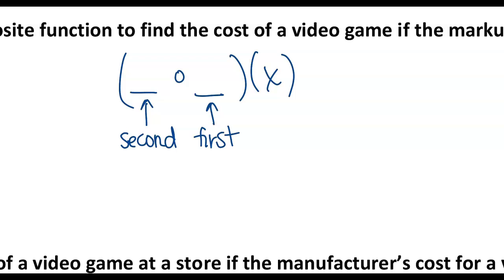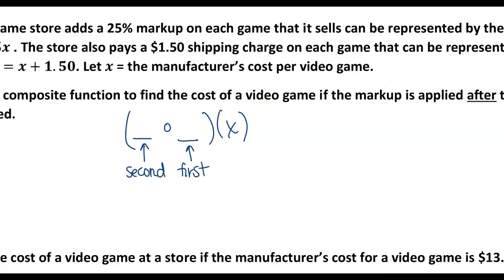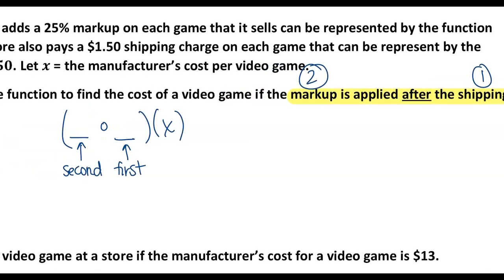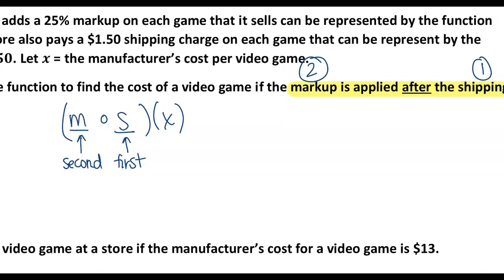The shipping happens first because it specifically says, let me go back up and highlight it. Stop talking and listen. If the markup is applied after the shipping, after means it's going to be second. So the first thing that's happening is the shipping. The second thing that's happening is the markup. So I'm going to put in the parentheses, the first is the shipping and then the markup. This is what you're solving. So we need to find the composition m of s of x because it specifically said write the composite function. It needs you to write an equation for it.